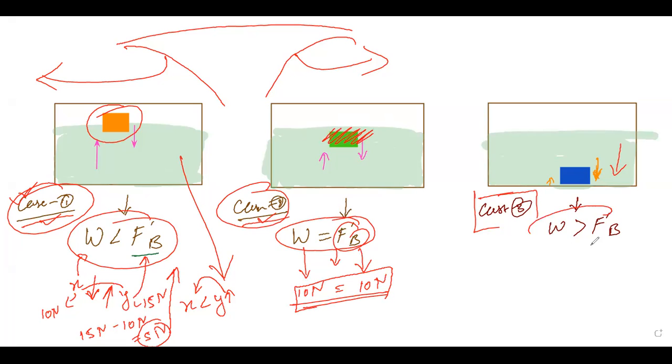But if I come to this situation, say the weight of the object is 10 Newton, but the buoyant force is 6 Newton over here. So what will happen? Again, the resultant force would be 10 Newton minus 6 Newton, which is 4 Newton, but in which direction? It is in the downward direction. Hence, the object will sink down under the water. Okay? Now is it clear?